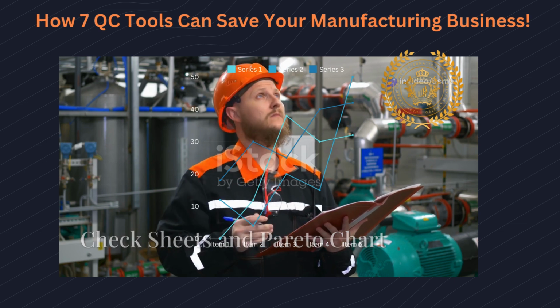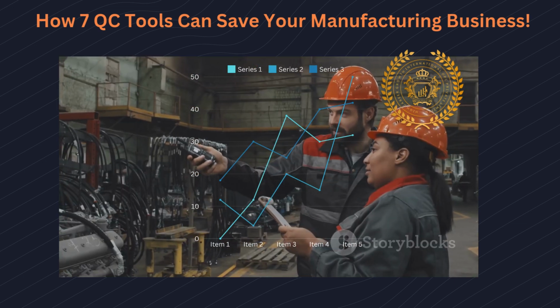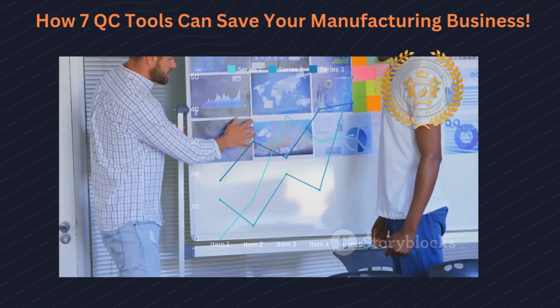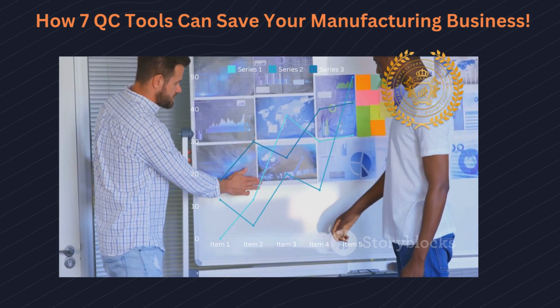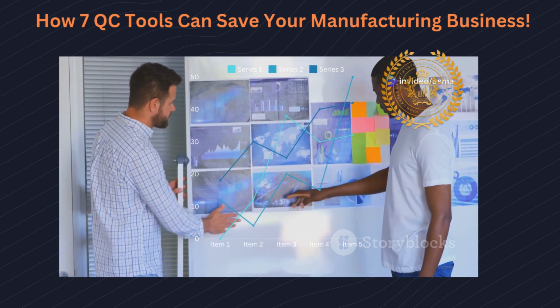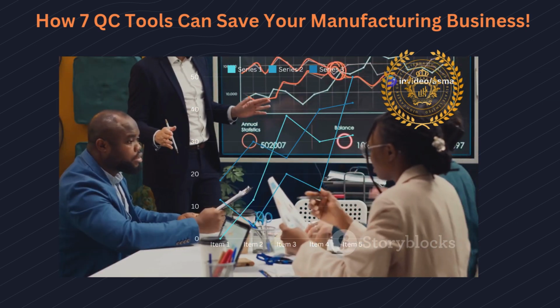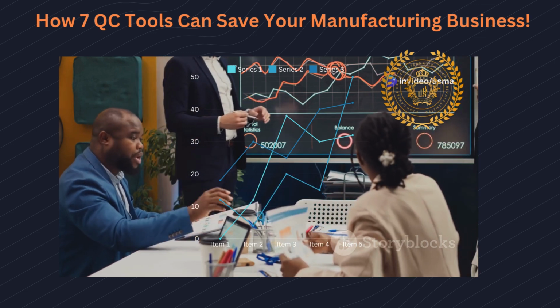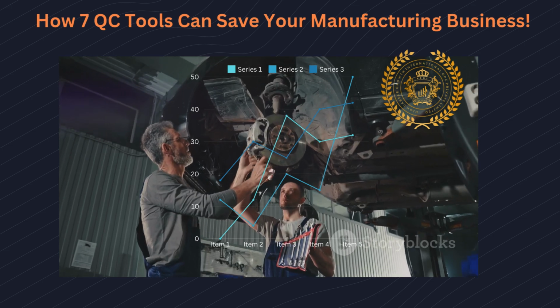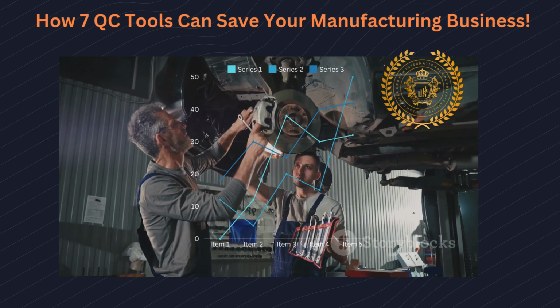Next, check sheets were used to collect data. Operators noted down defects every shift. Patterns started emerging. Most defects occurred in one specific machine at night shifts. Then, a Pareto chart showed 80% of defects came from one process. Instead of fixing everything at once, they focused on this biggest issue first.